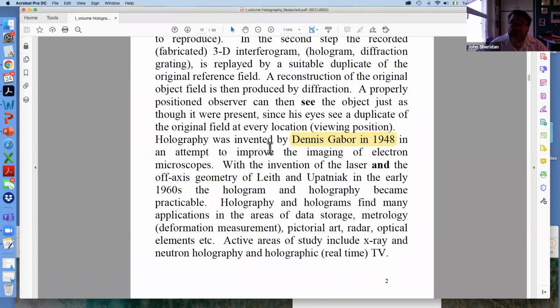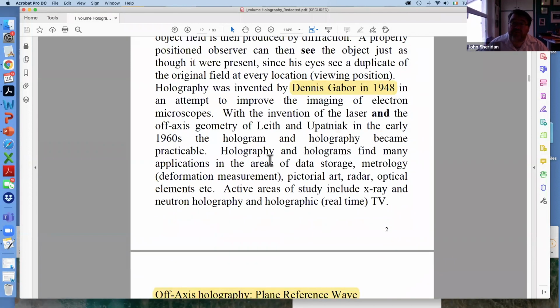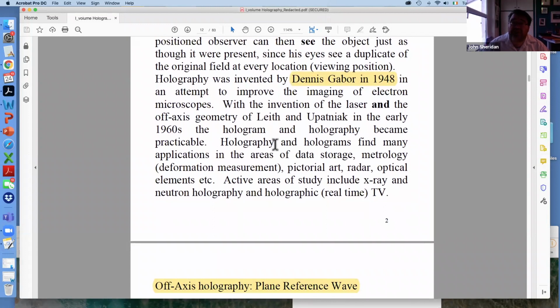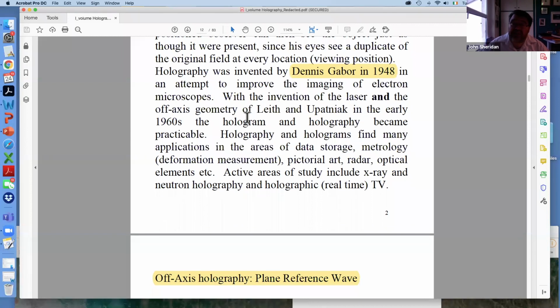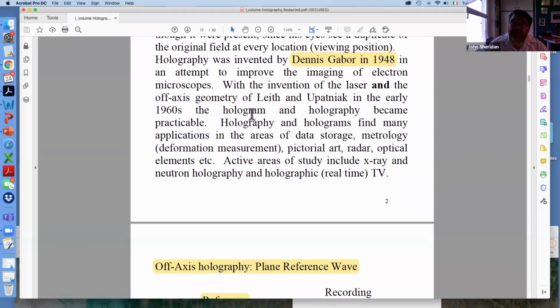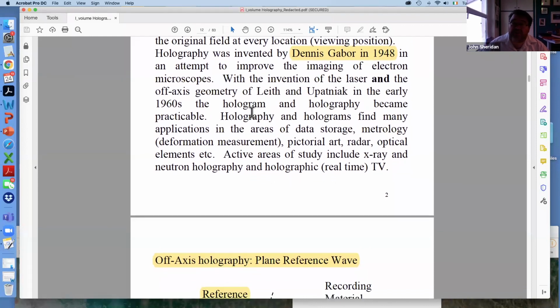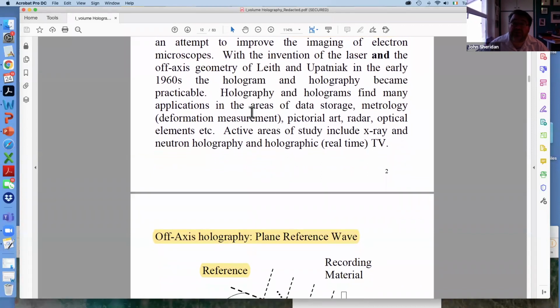So holography was invented by Denis Gabor in 1948 in an attempt to improve the imaging of electron microscopes. And with the invention of the laser and the off-axis geometry of Leith in the early 1960s, the hologram in holography became practicable. Now, again, we note that Leith didn't have a laser, certainly not initially. They were using things like Gabor did, which were like mercury lamps. So they had a narrow wavelength band, and then the radiation came through a pinhole. So it was weak, but they could ensure some coherence. But the advent of the laser and the advent of off-axis geometry, as we'll see, greatly enhanced the capability of seeing very nice images with holography. And that was what intrigued people most, and still does to a certain extent.